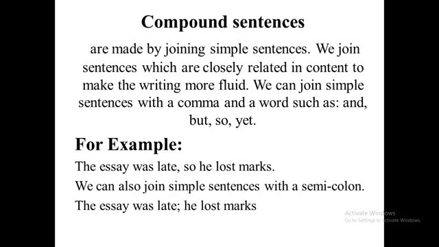Compound sentences are made by joining simple sentences. We join sentences which are closely related in content to make the writing more fluid. We can join simple sentences with a comma and a word such as and, but, so, yet. So now we have to look at examples. The essay was late, so he lost marks.